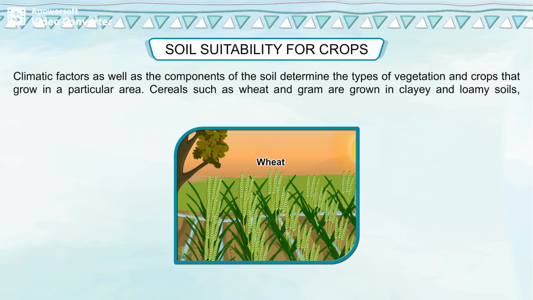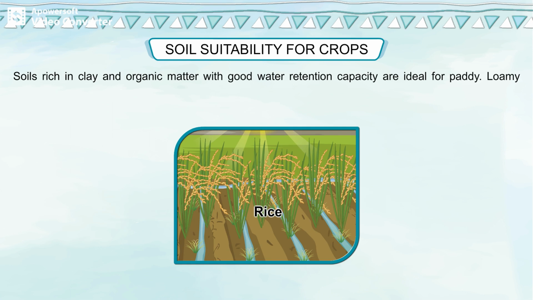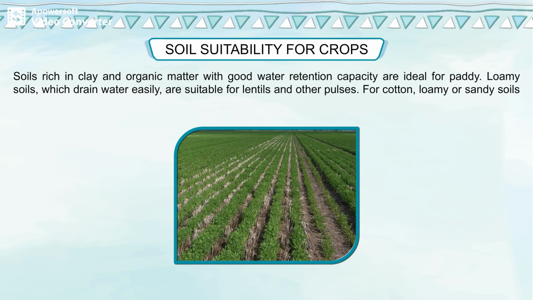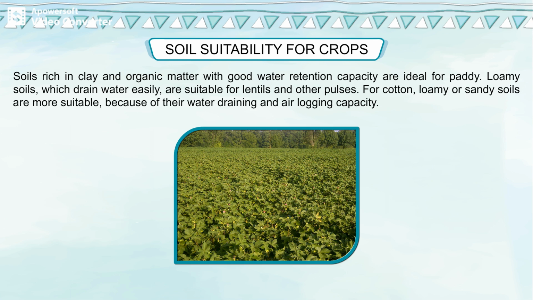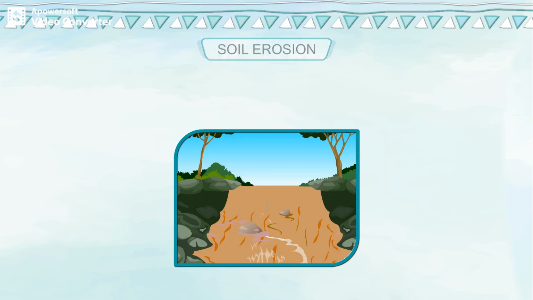Cereals such as wheat and gram are grown in clay and loamy soils because these soils have better water retention capacity. Soils rich in clay and organic matter with good water retention capacity are ideal for paddy. Loamy soils, which drain water easily, are suitable for lentils and other pulses. For cotton, loamy or sandy soils are more suitable because of their water draining and air logging capacity.